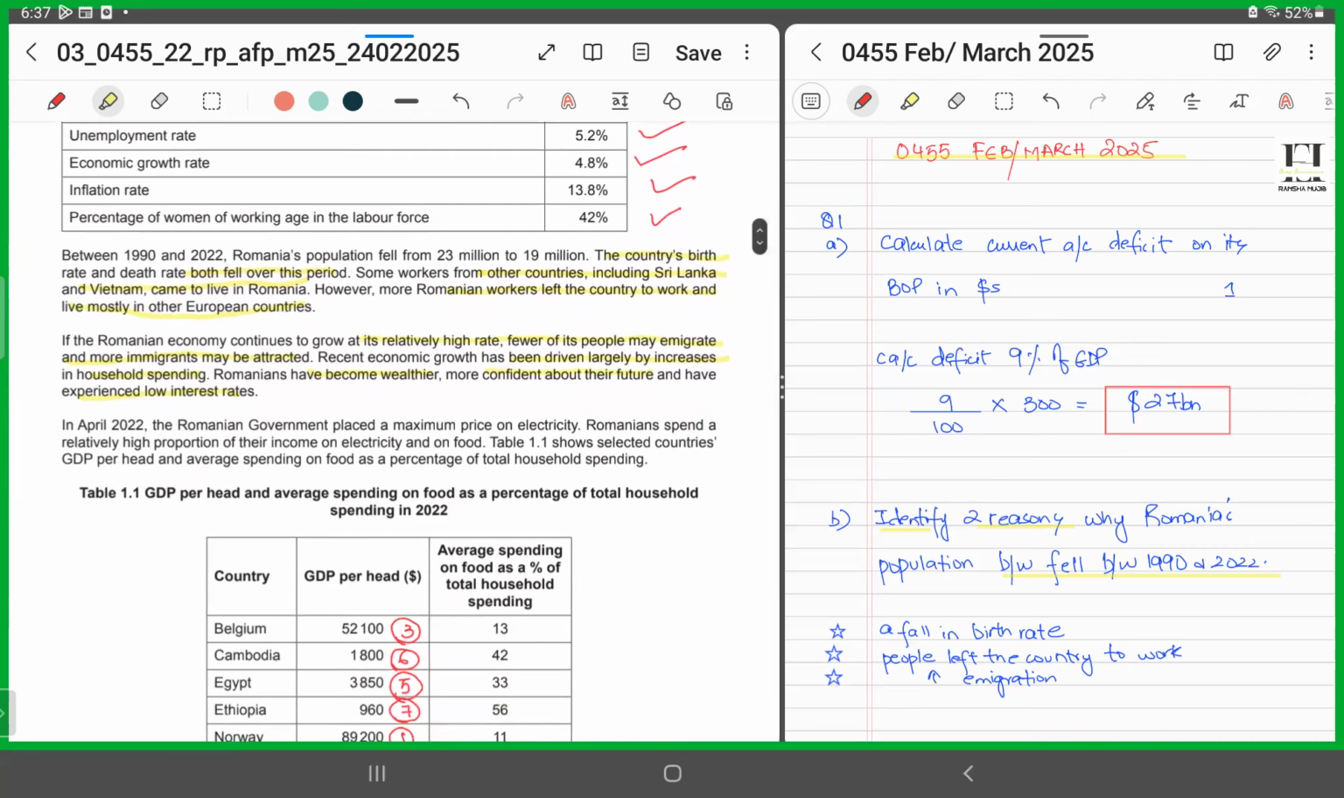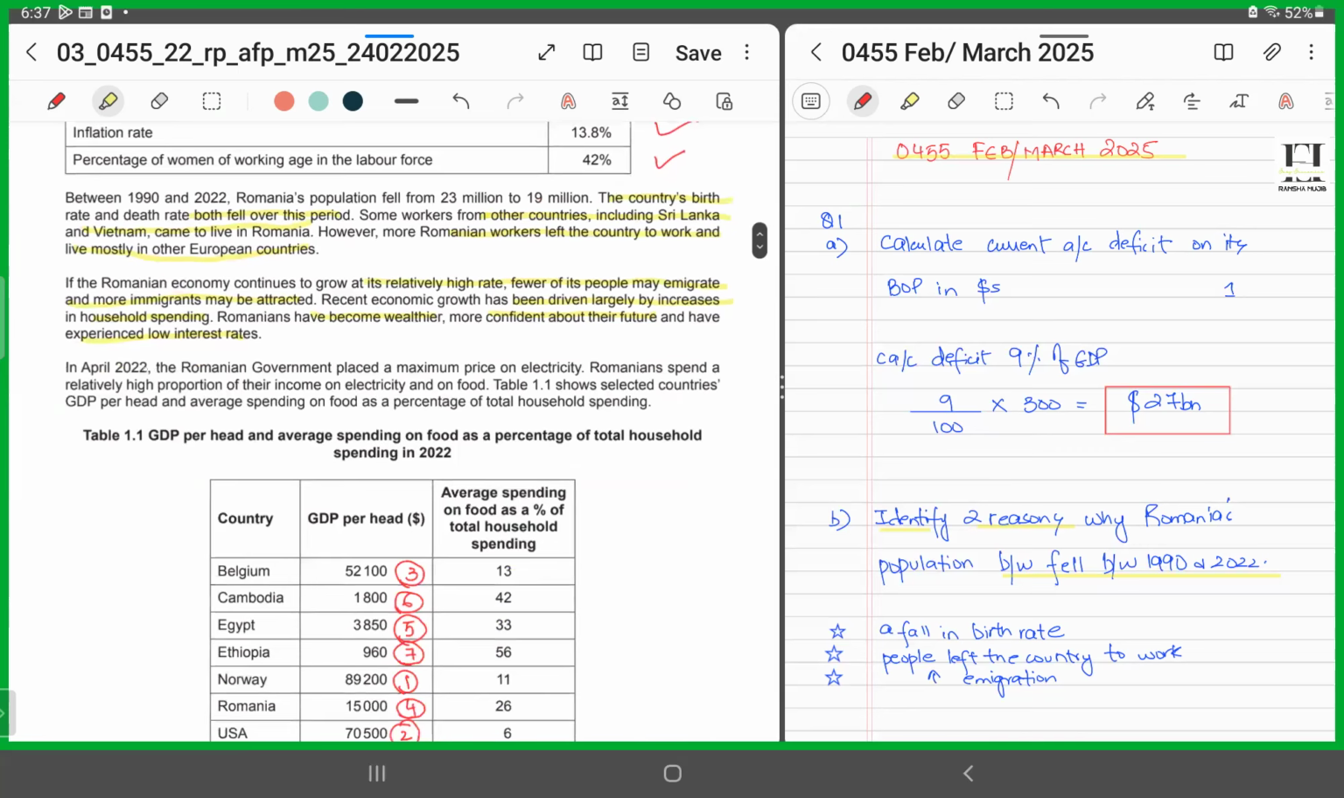Now, what do they say? They say in April 2022, the Romanian government placed a maximum price on electricity. Now, we all know a maximum price is a price that's set below the level of the equilibrium price, right? So, it was actually doing what? Subsidizing the rate of electricity in one way, you could say that, right? Romanians spend a relatively high proportion of their income on electricity and on food. So, two things on which Romanians spend much of their income are electricity and food.